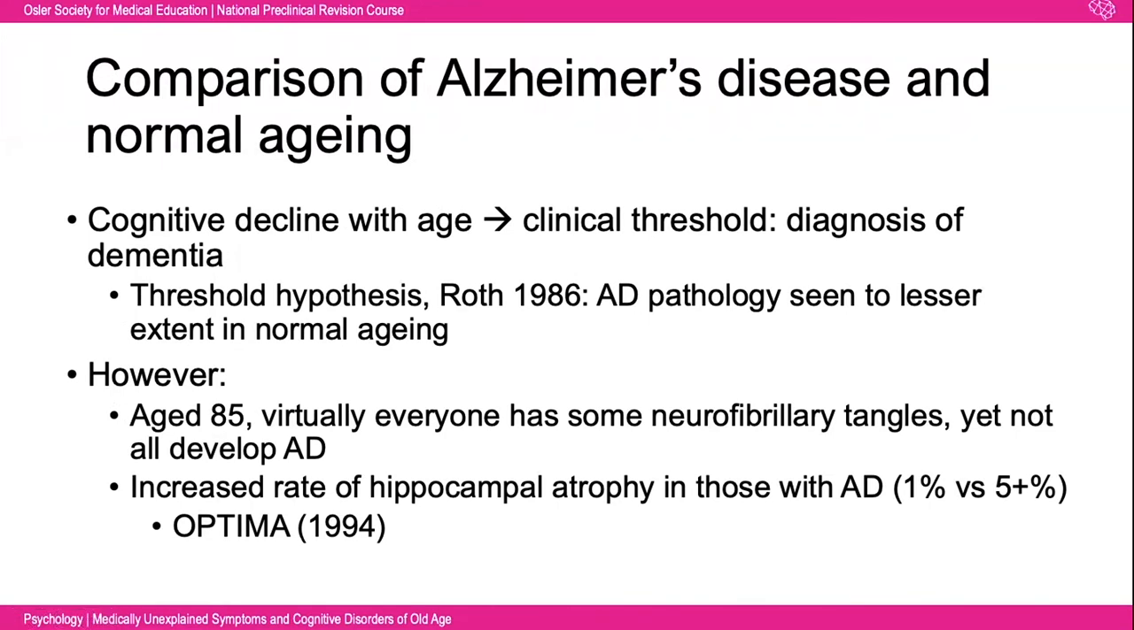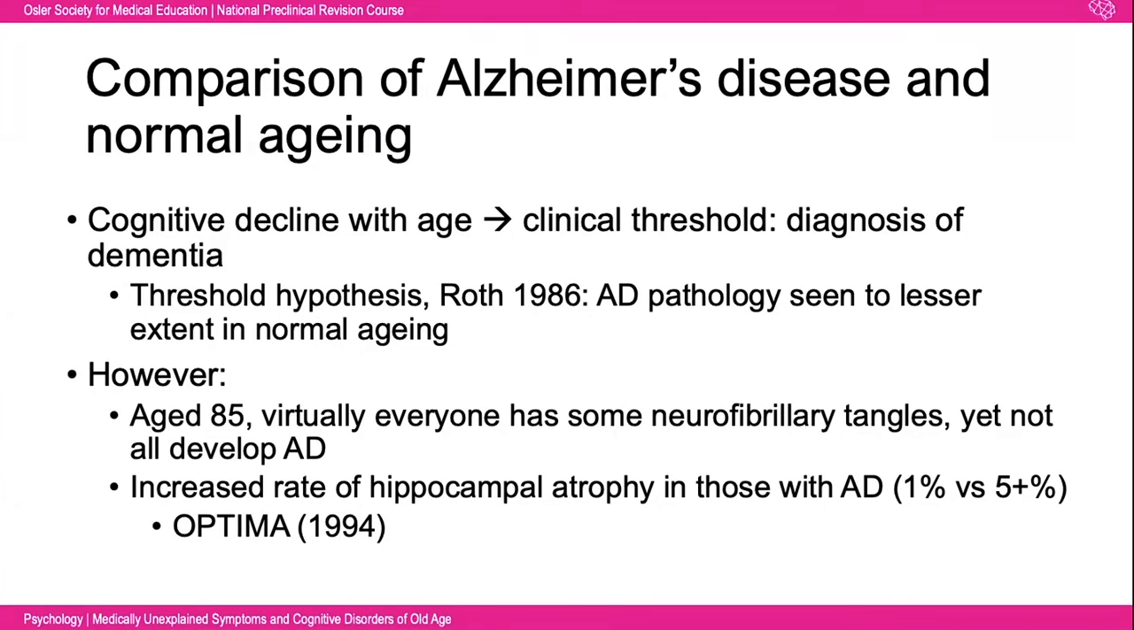So comparing Alzheimer's disease and normal aging. So in most people, there is some degree of cognitive decline with age, but in others, the clinical threshold is met, leading to a diagnosis of dementia. And this is seen in the threshold hypothesis of 1986, where it was thought that all aspects of Alzheimer's disease pathology were seen to a lesser extent in normal aging, but Alzheimer's disease occurs when the normal aging passes a threshold. However, at age 85, virtually everyone has some neurofibrillary tangles in their cerebral cortex, yet not everyone develops Alzheimer's.